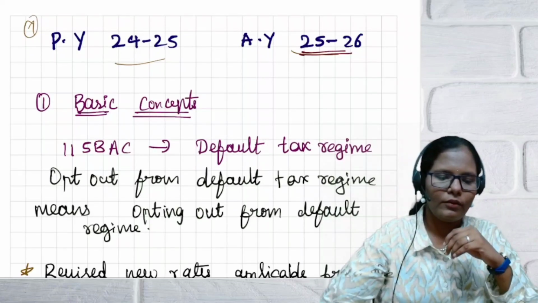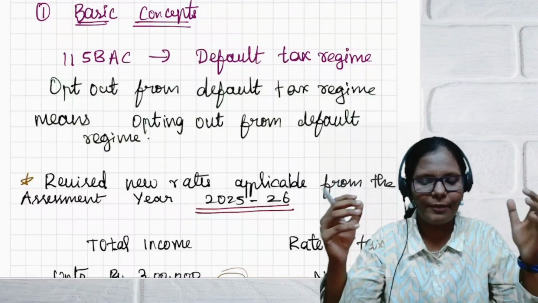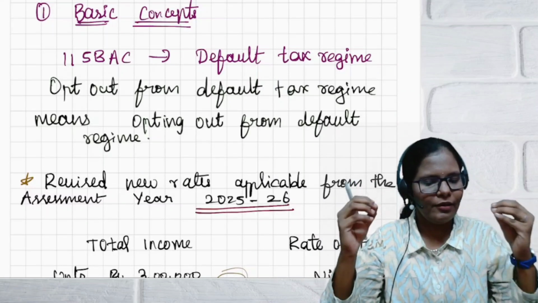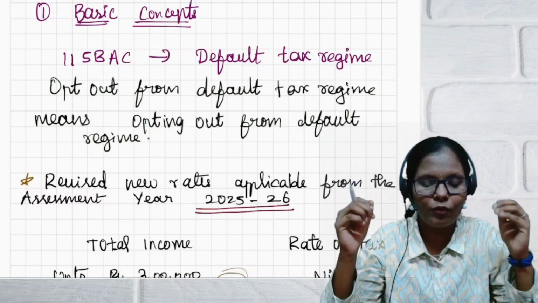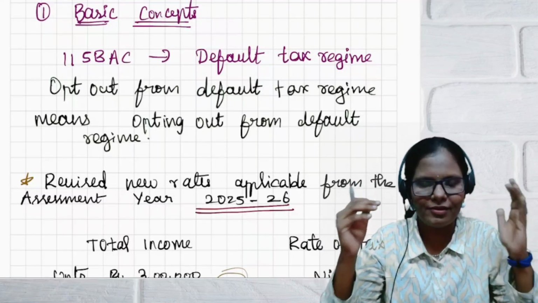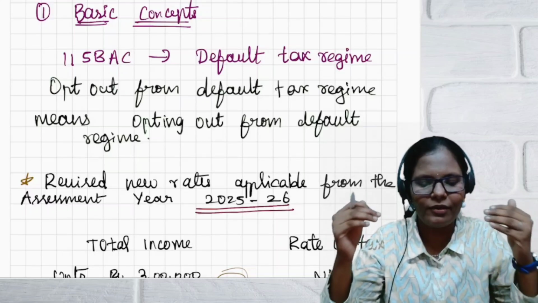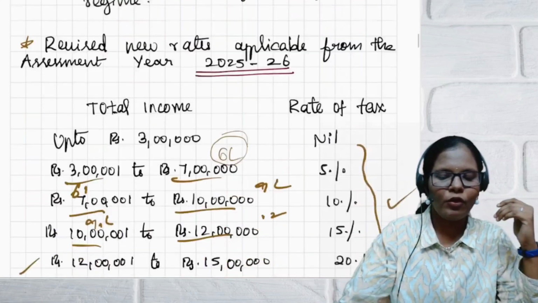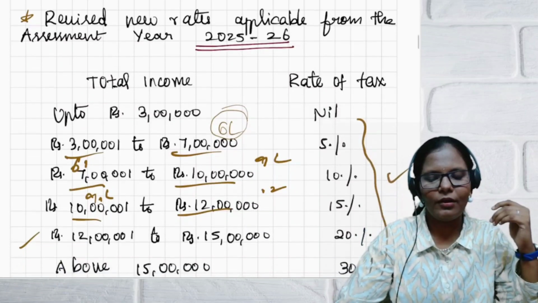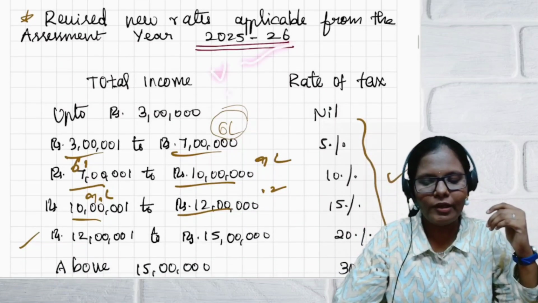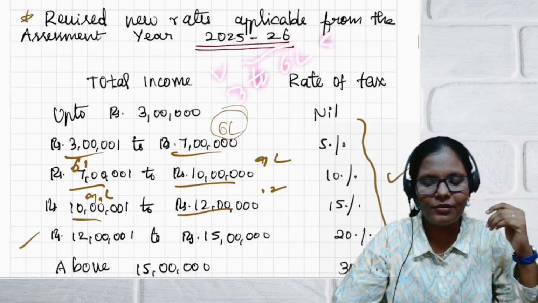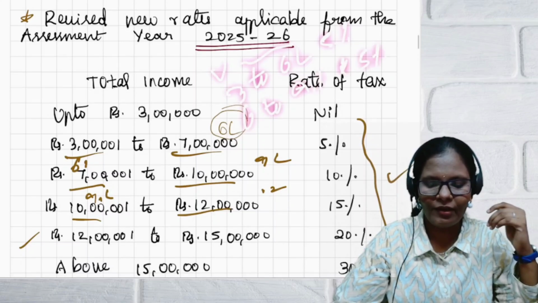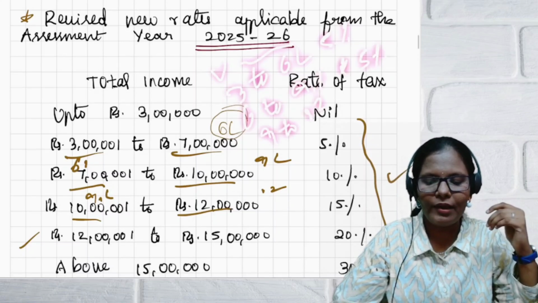Okay, first we will begin with the first chapter, basic concept. In this there is an amendment in section 115BAC default tax regime. The slab rates have been revised for assessment year 2025-26. Before this amendment we had up to 3 lakh nil, 3 to 6 lakh 5%, 6 to 9 lakh 15%, 9 to 12 lakh, 12 to 15, above 15.